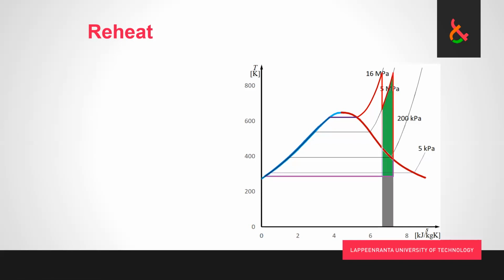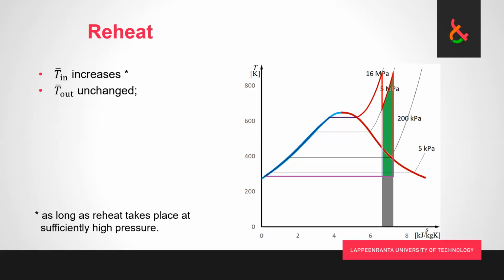What we aim to do with this is to increase the mean temperature of heat addition. Now, the important thing to notice is that it's not guaranteed that no matter how we do it, we're going to increase the mean temperature. Here, the way that it is depicted, clearly we are increasing the mean temperature of heat addition. But if we were to, for example, expand the steam all the way to 200 kilopascals or even deeper, and then start adding more heat, that would not increase the temperature of heat addition. So with reheat, it's important to do it at a high enough pressure.